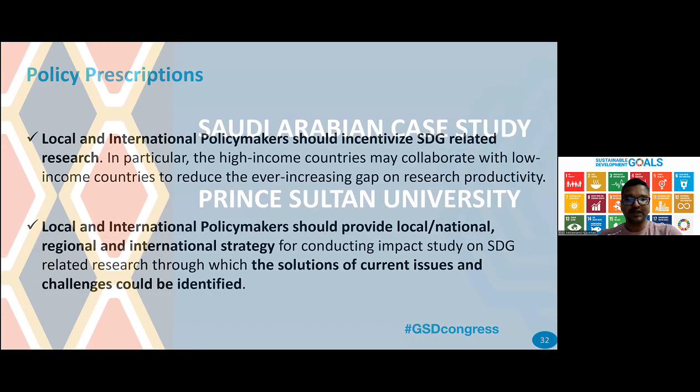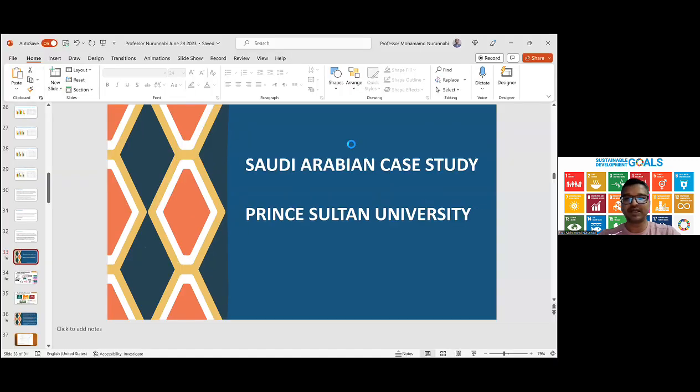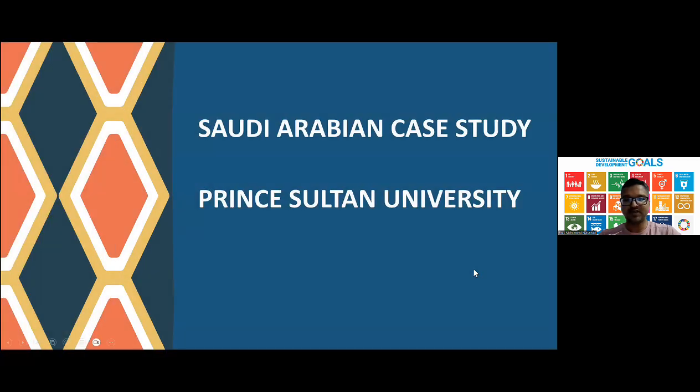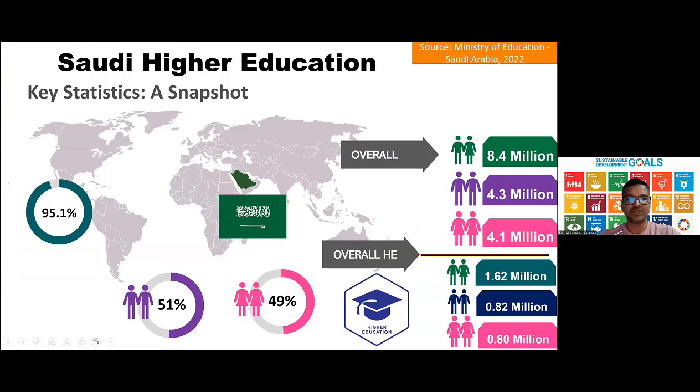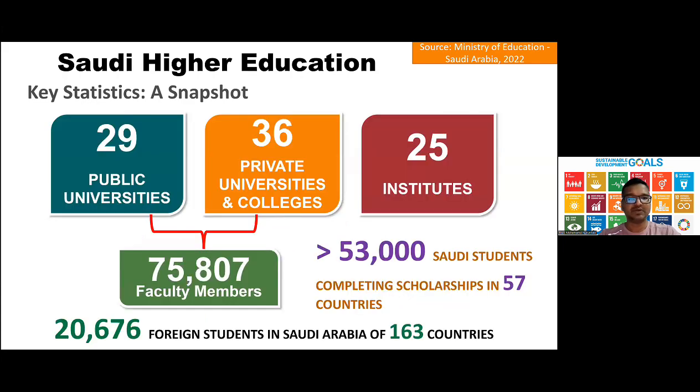Now, I know my time is going to be up. Very quickly, I will focus on what we are doing in Saudi at Prince Sultan University as a case. As you all know, in Saudi Arabia, around 1.62 million students are in higher education, nearly 5% of the total population, which is above 35 million. We have around 36 private universities, 29 public universities, but more than 94% of the students are in public universities.